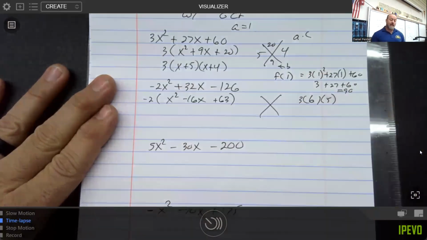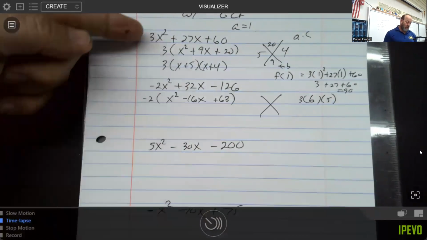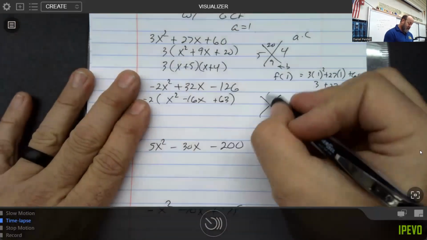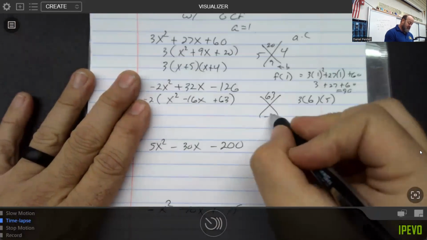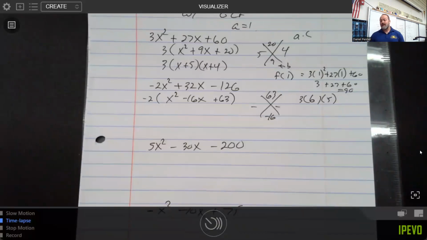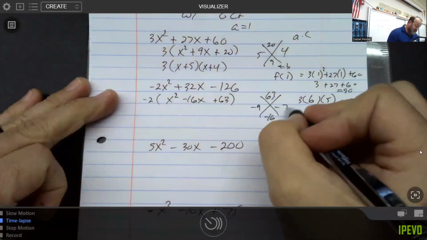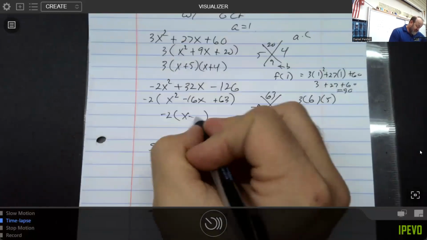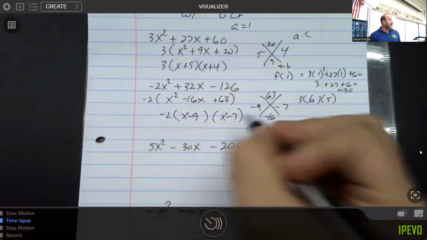Now, I didn't say anything about the top one because it was pretty straightforward. But if I have to multiply to get to positive 63 and add to get to negative 16, I would need both of my numbers to be negative. And I think 63 is one of those multiplication facts that most people know, that it's 9 times 7. And so we get x minus 9 and x minus 7.